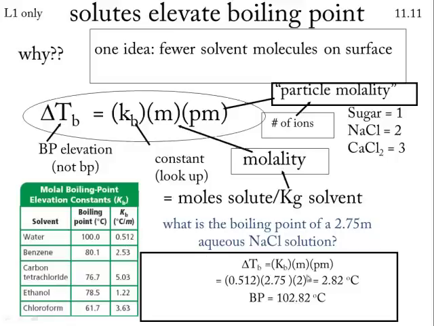2.75 is the molality it's given. 2 is how many things it breaks up into. It's 2.82 degrees, but that's not your answer. A lot of people think it is. If it asks for boiling point elevation, it would be, but it asks for boiling point itself, so we tack it on to its normal boiling point of 100, since it is boiling point elevation, and we get an answer of 102.82 degrees Celsius. This is screencast 11.11.